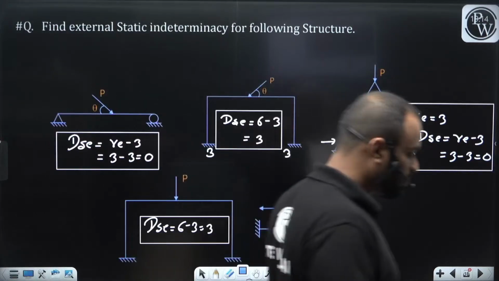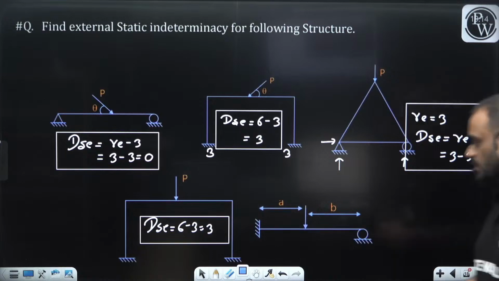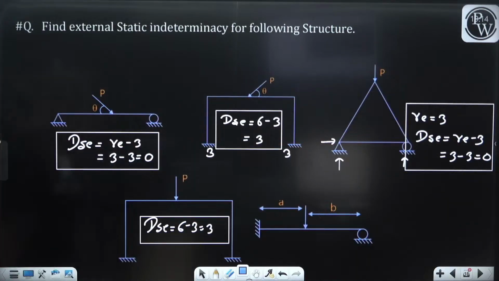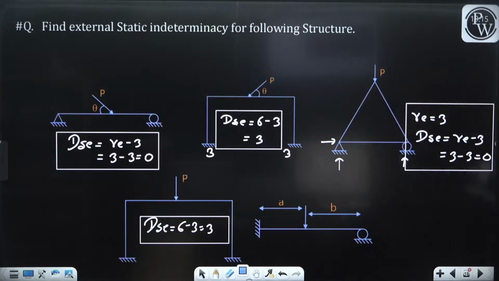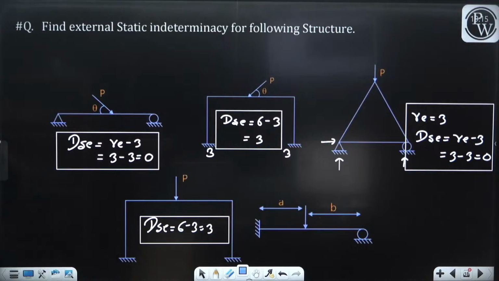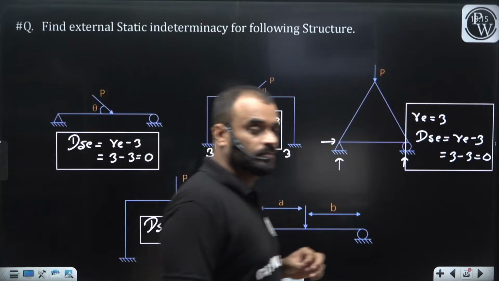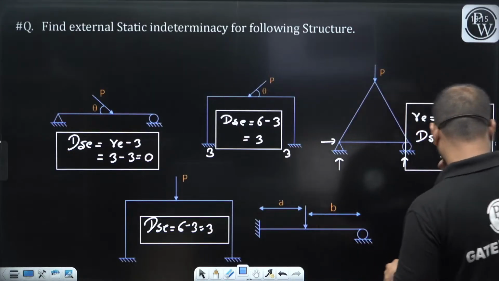Please write down, bachcha log. What is the value of DSC for this particular structure? Zero. Okay, we will understand this.